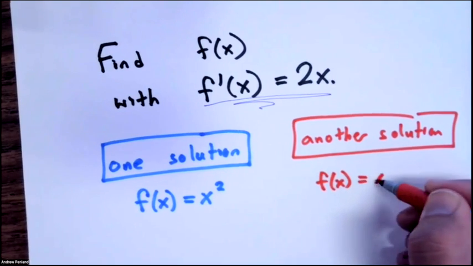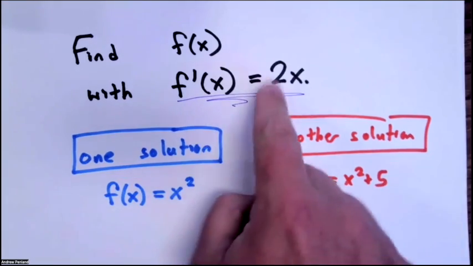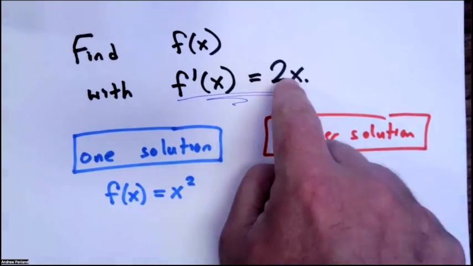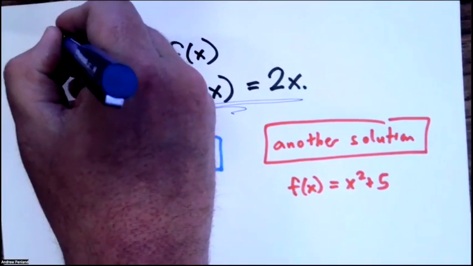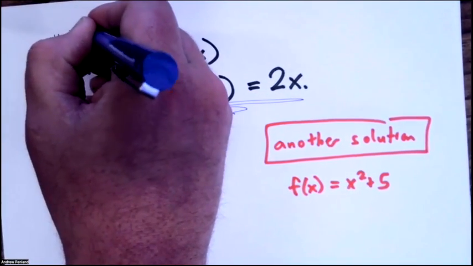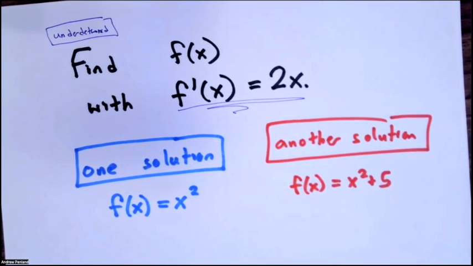So on both of these, if I took the derivative of x squared, I get 2x. If I took the derivative of x squared plus 5, I get 2x. Do you agree? This is currently underdetermined, which doesn't mean it is unsolvable. It means there are multiple answers. In fact, it means it's solvable and you have lots of options.